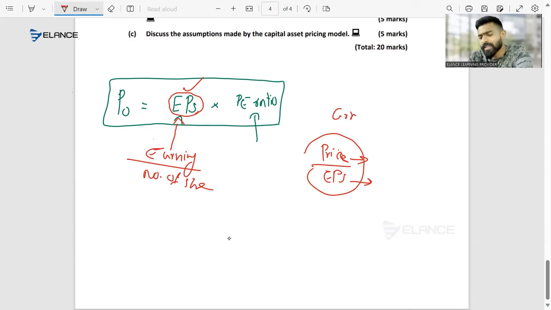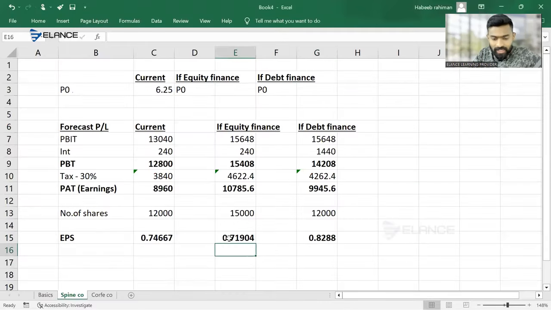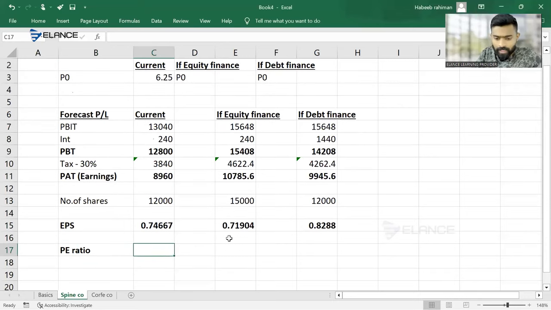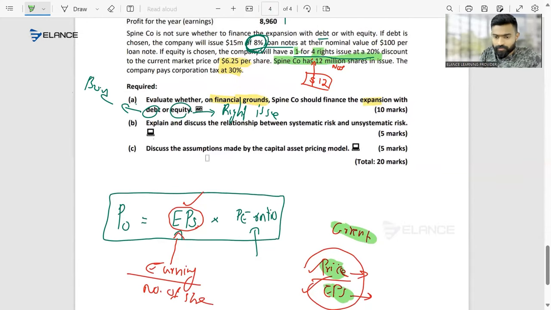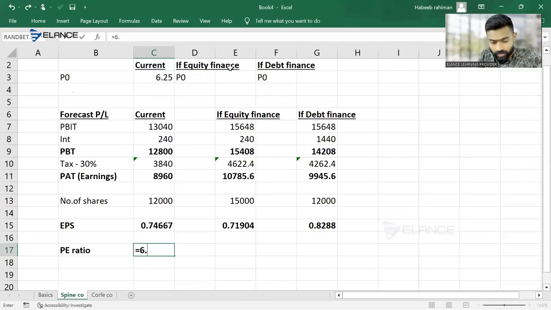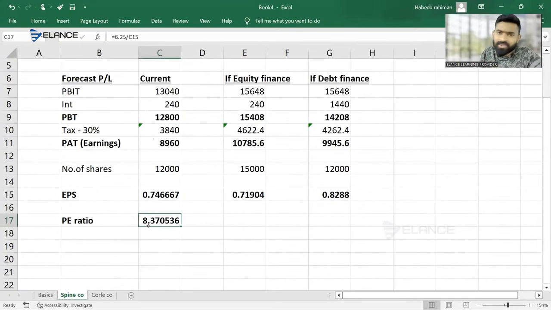Can we calculate the current PE ratio? We know the current share price and we know the current EPS. Could you please comment? For this question, are we able to calculate the relationship between price and EPS? Yes. See, I'm calculating the current PE ratio here. What was the current share price from the question? It is 6.25, divided by current EPS, 0.74. So the PE ratio is 8.37 times.